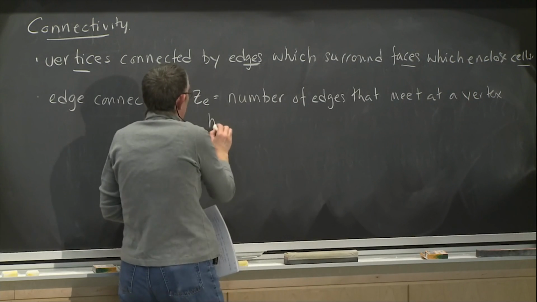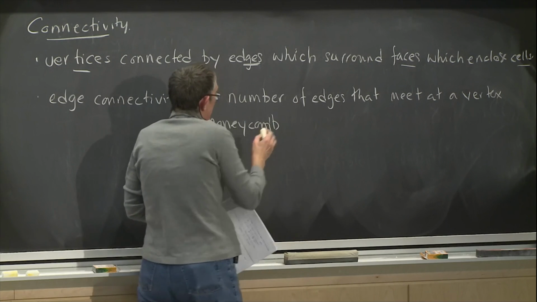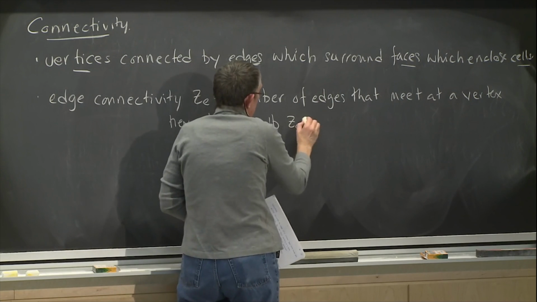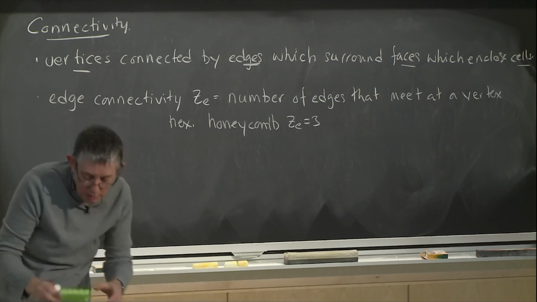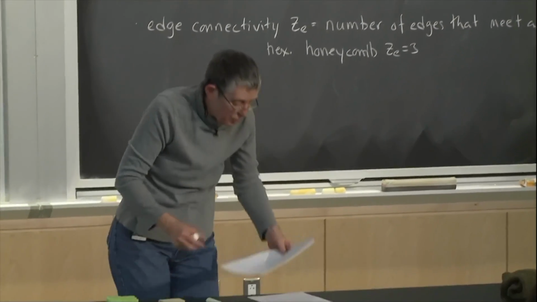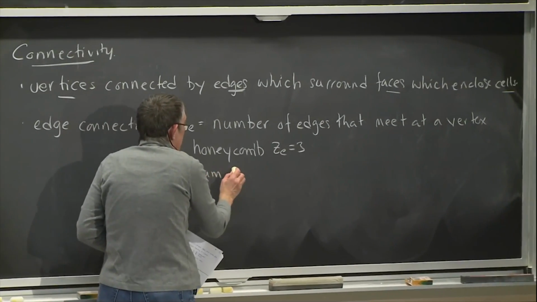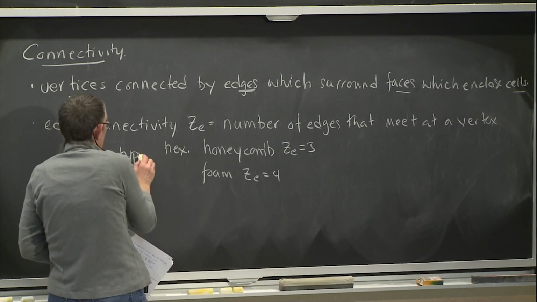And for a honeycomb, say a hexagonal honeycomb, ZE is 3, so I have a little honeycomb here. If we look at the number of edges, there are 3 edges connected at a vertex, so ZE is 3. And for a foam, ZE is typically 4.